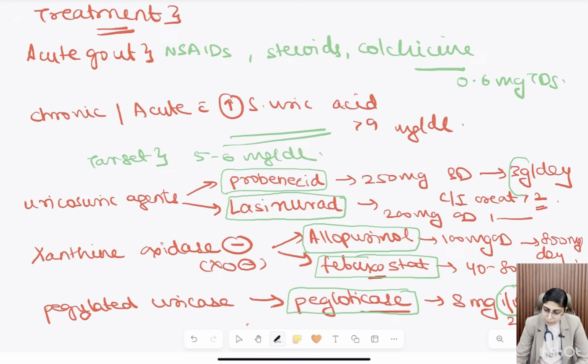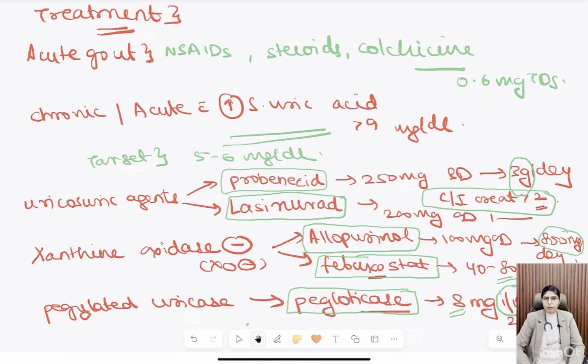You should know the maximum dose of probenecid, 3 grams. You should know that it is contraindicated in CKD patients or patients with creatinine more than 2. You should know the maximum dose of allopurinol, 800 milligram, and 880 is very easy to remember. So 800 allopurinol, 80 febuxostat, 8 pegloticase, very easy to remember doses, very easy to remember topic. Okay, so this is all about gout.